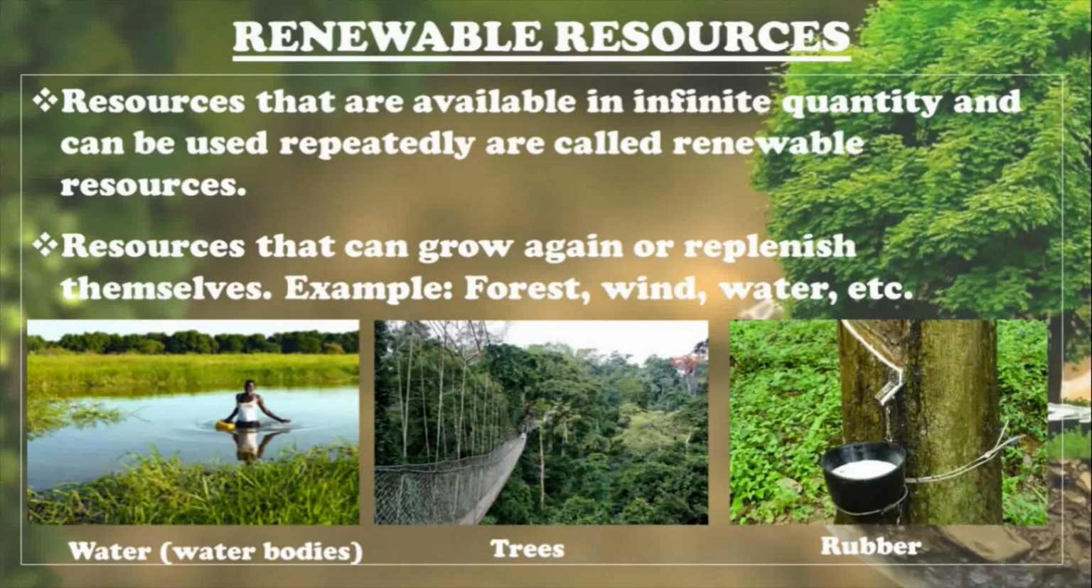Once you are done with that, you ask your learners, based on the definitions or concepts that you have explained, can they give examples under renewable resources? Once they are able to mention a few, you can then show your pictures to them, or videos, or any of the materials that is available to you in order to make the lesson more interesting. So in this instance, I have a picture of somebody swimming or working in water, trees, and rubber production from a tree. So these are examples that you can easily show to your learners.